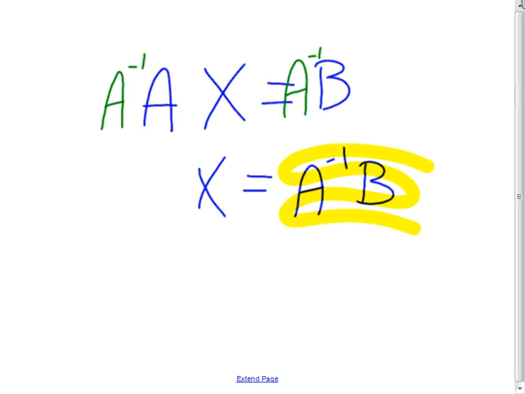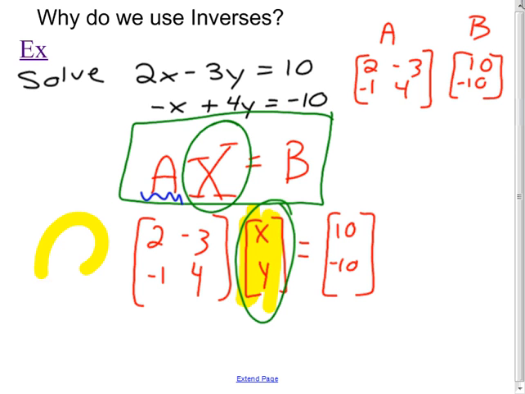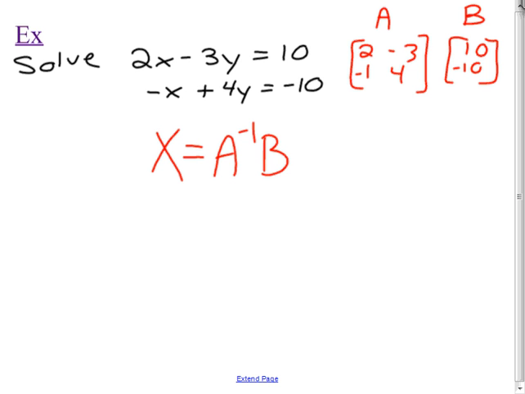You don't have to go through all of this work down here. You just have to find the inverse of A and multiply it by B, which is 10, negative 10. So let's do that. So the only work I have to do is calculate the inverse of A. First, calculate the inverse of A, then multiply it by B. And that's going to give me my x value, which is my coordinate point. So I have to go through some work calculating the inverse of A.